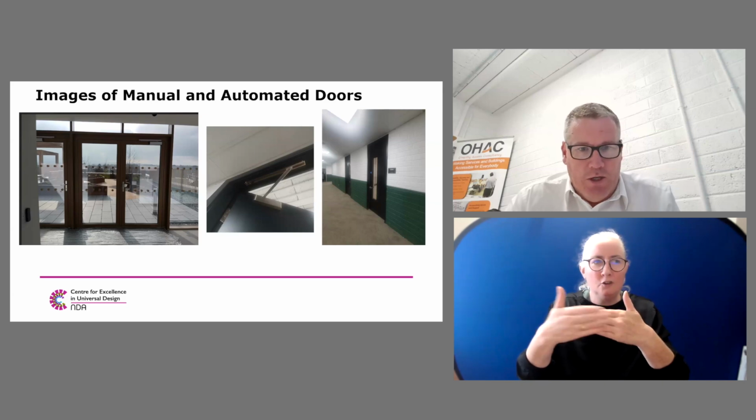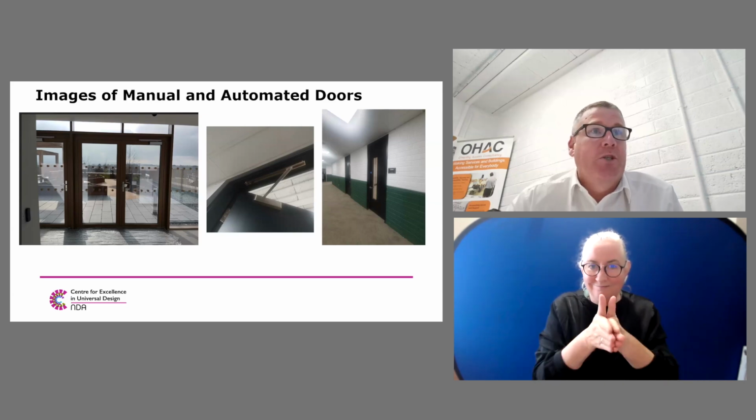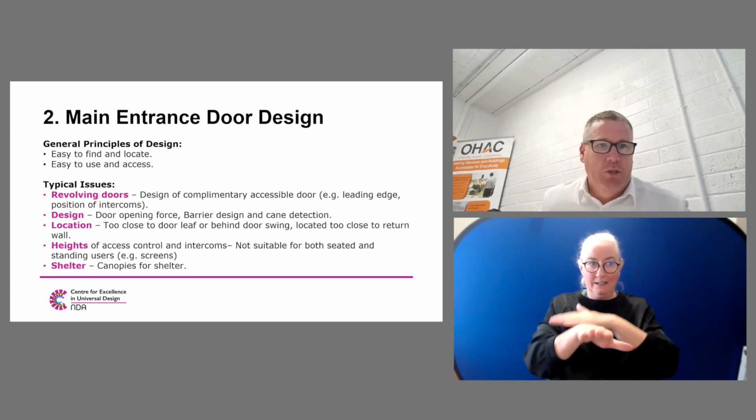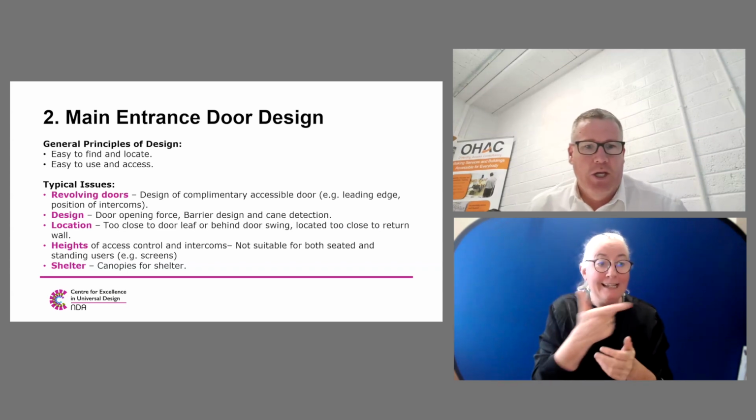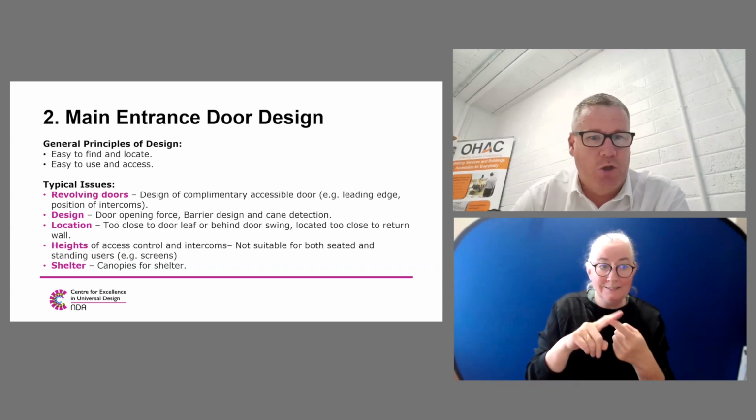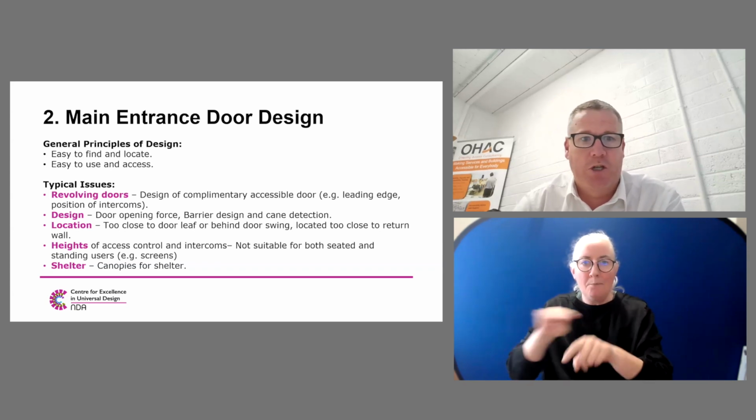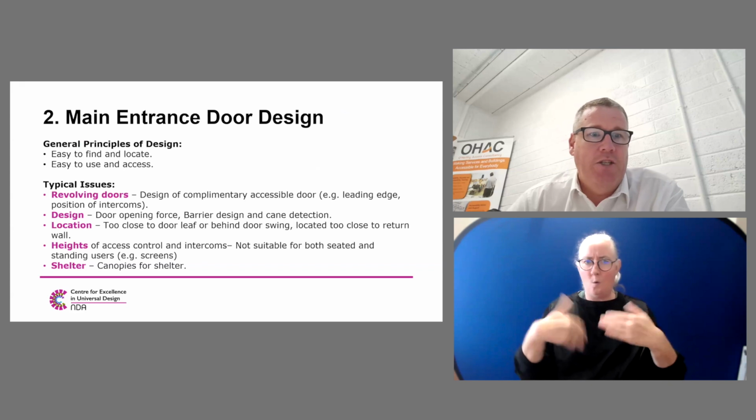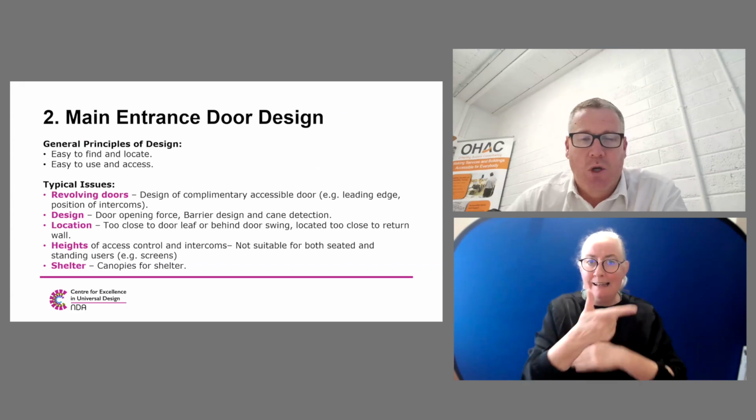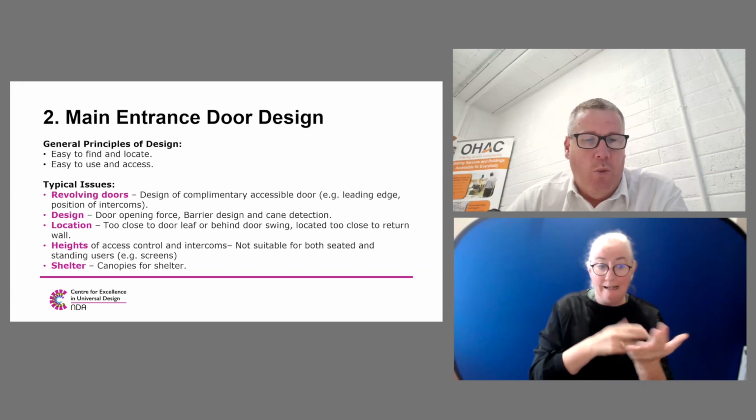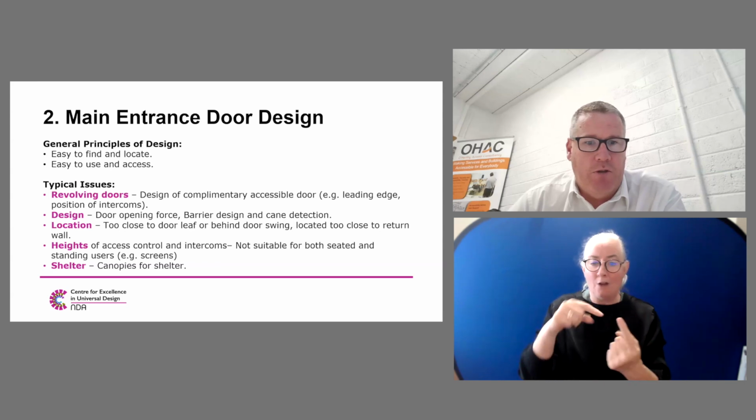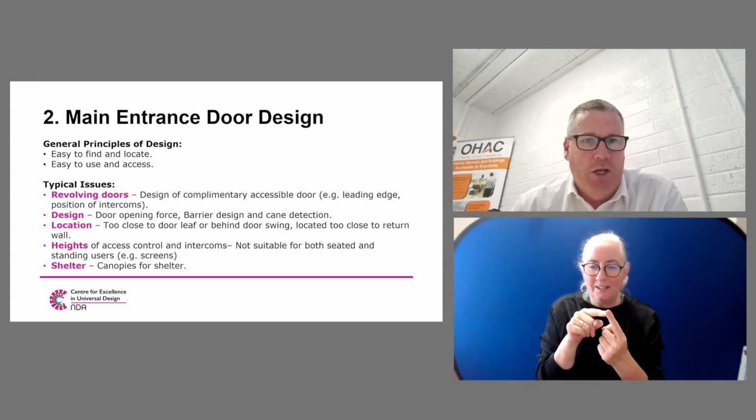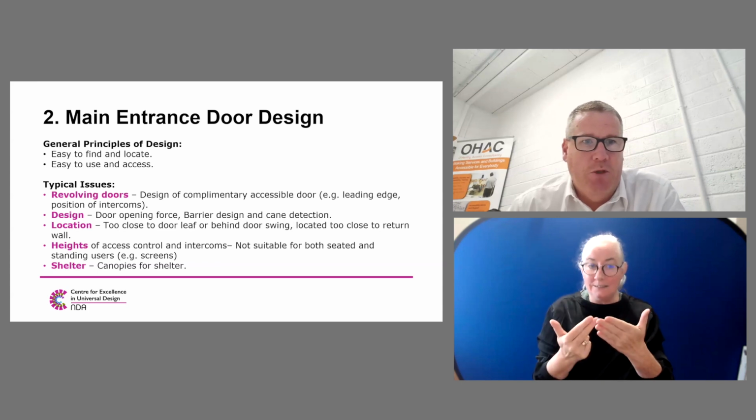So the second area that we'd like to look at is the main entrance door design. So again, some guiding principles. Easy to find and locate. So again, remember, you have a diverse range of users coming to your buildings. They may be the first time visitor. So you want to make it easy and clear for them to find where the main entrance is, and easy to use and access. So when we provide revolving doors, revolving doors are one way to design an entry, but we must provide a complementary accessible door.